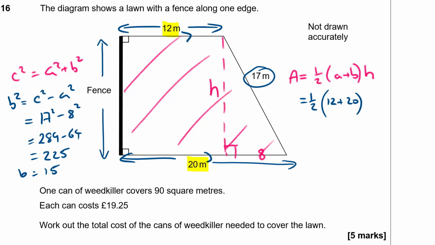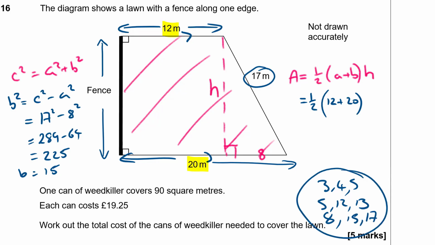There are 3 that come up a lot, which is 3, 4, 5, 5, 12, 13, and this one, 8, 15, 17. So you should really remember these 3 Pythagorean triples. It will help you a lot in exams. So they're called Pythagorean triples.